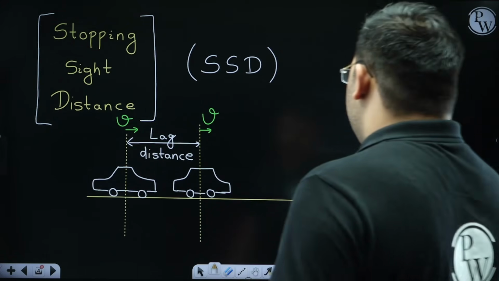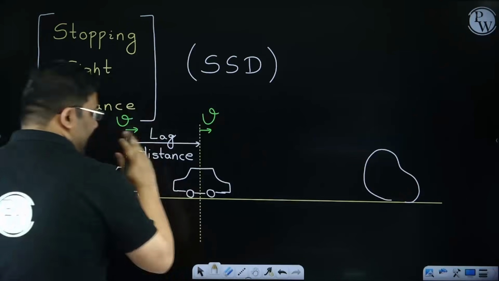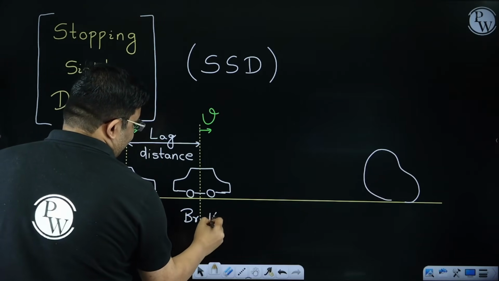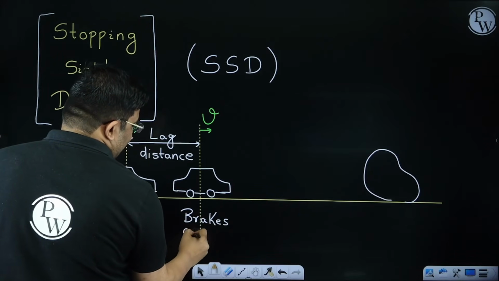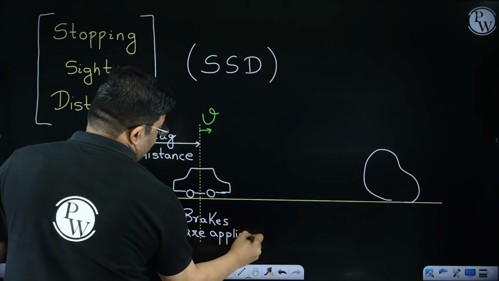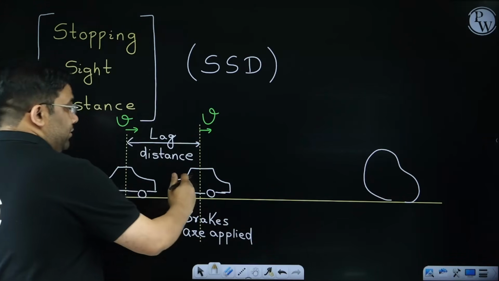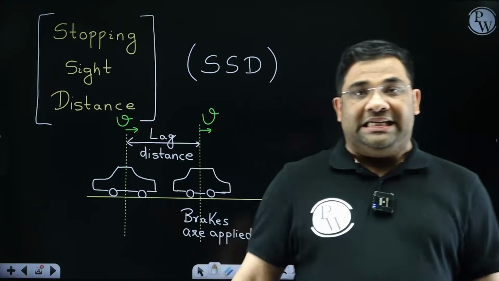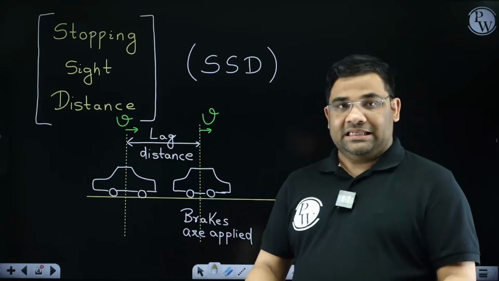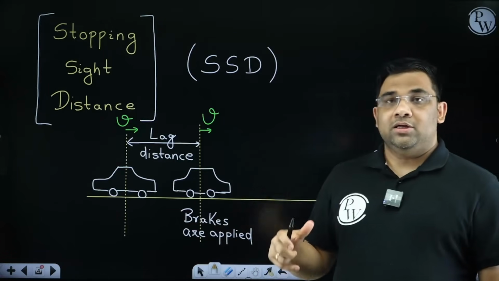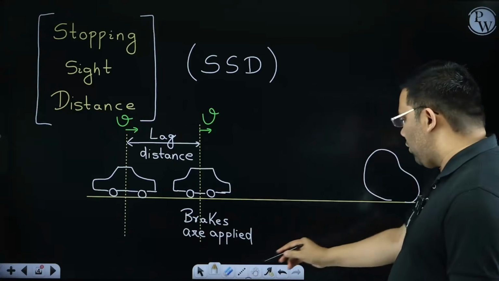Then at the end of the reaction time, what will happen? The driver will apply the brakes. So brakes are applied. Now, after the brakes are applied, the vehicle will decelerate, right? Yes, it will decelerate, because you are stopping the vehicle. So it will decelerate and it will stop here.